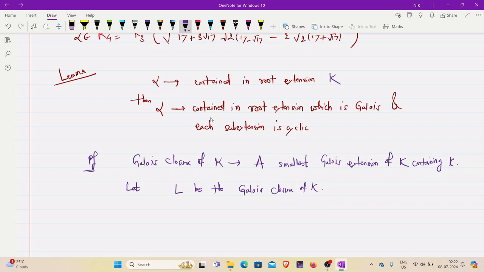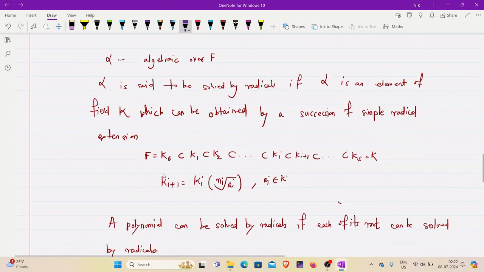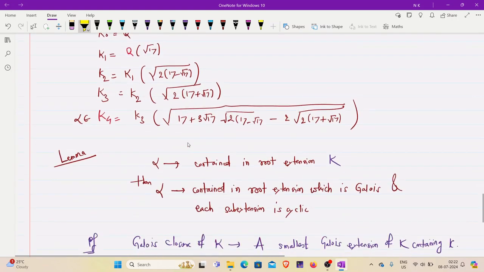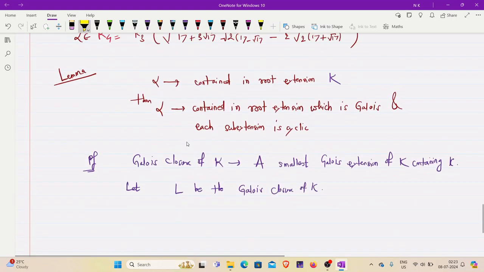Basically we already know that alpha is contained in root extension K. So K is a root extension, so there is exactly the sequence of fields that we have talked about. Okay, so let me just highlight that sequence. So this is a sequence of fields which makes K a root extension. So since alpha is contained in root extension K, K has already been identified with the root extensions. Okay, so L is the Galois closure of K. So what can I do? I can take one element from the Galois group of K over F, or say L over F. So let me take such an element.